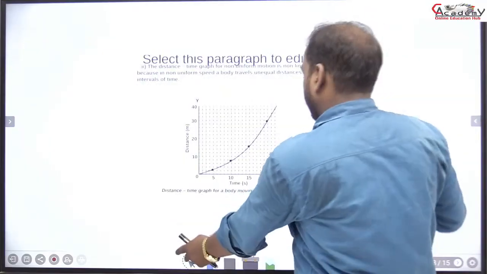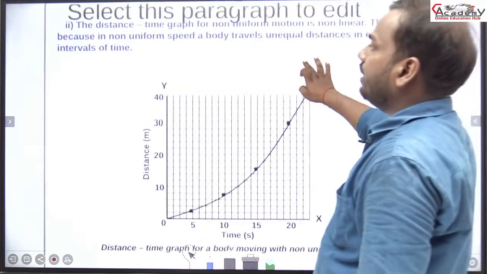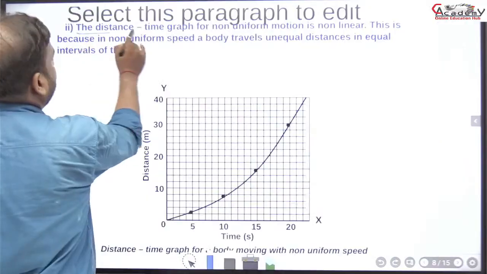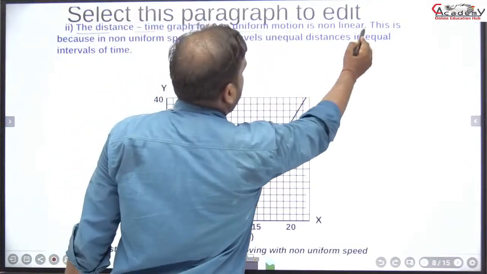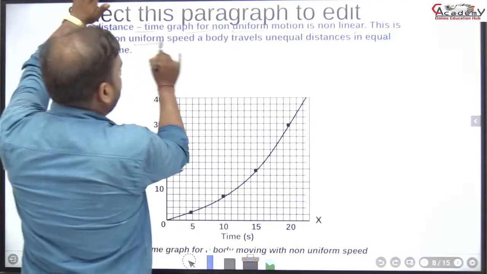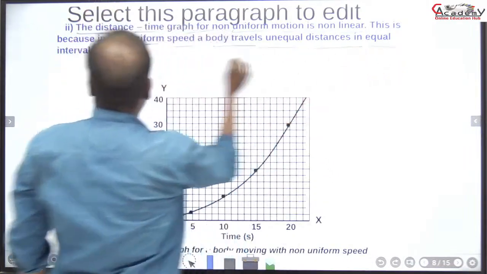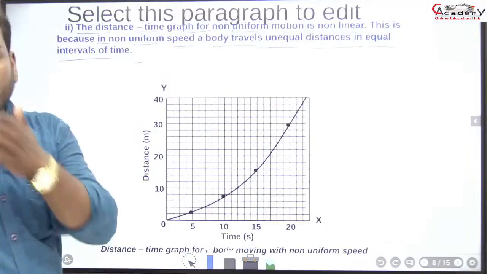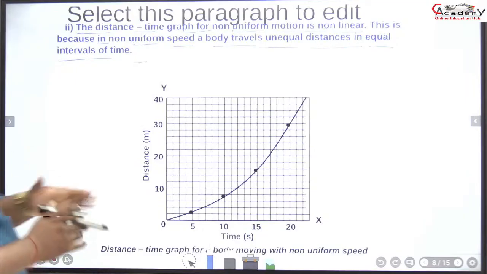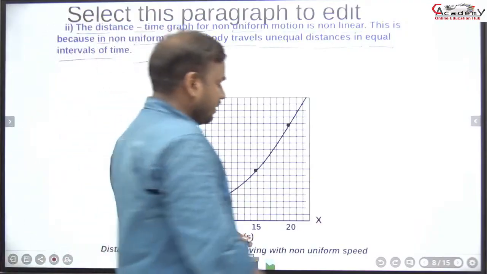That is the example of non-uniform motion. You can write: the distance time graph for a non-uniform motion is non-linear. This is because in non-uniform speed, a body travels unequal distance in equal intervals of time. Is that clear?